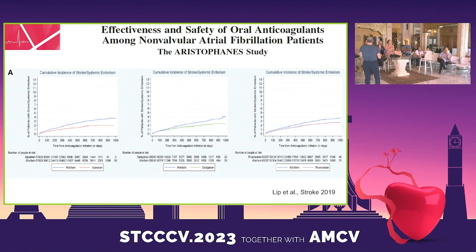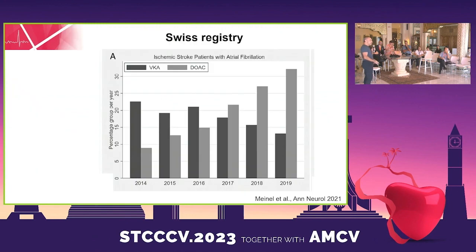Despite this benefit, ischemic strokes under DOAC still represent a significant proportion of ischemic strokes associated with atrial fibrillation, up to 30% in this SWITCH registry, 30%. So it's really a very common problem in daily practice.